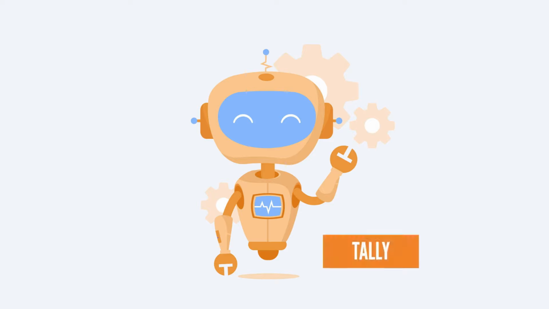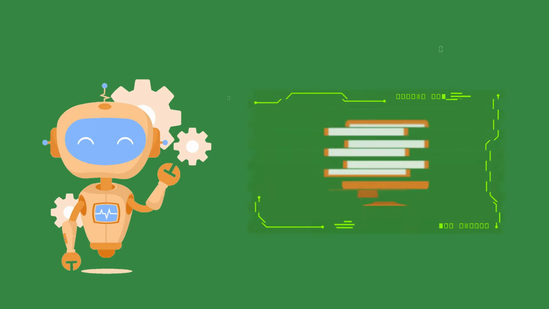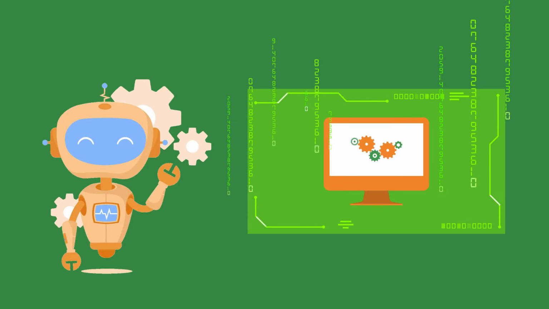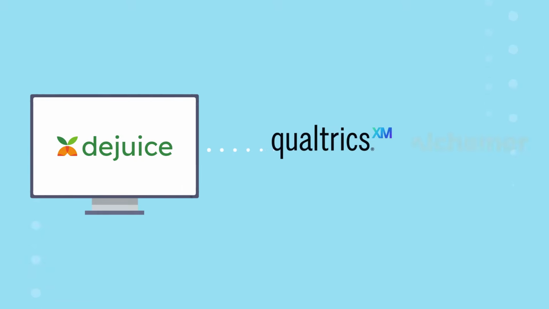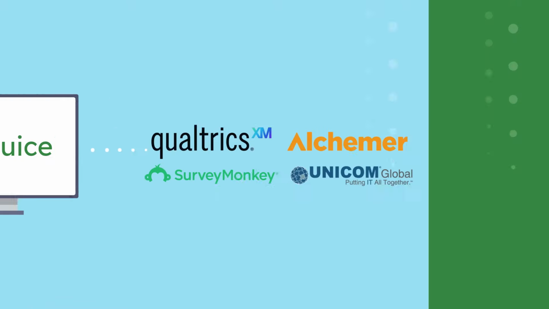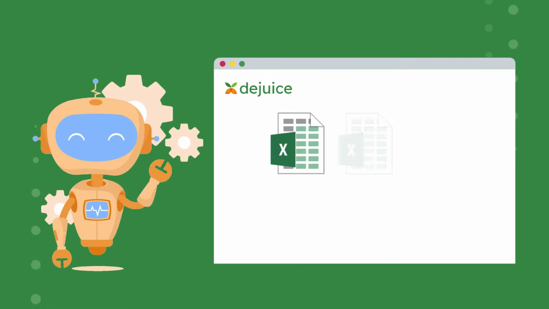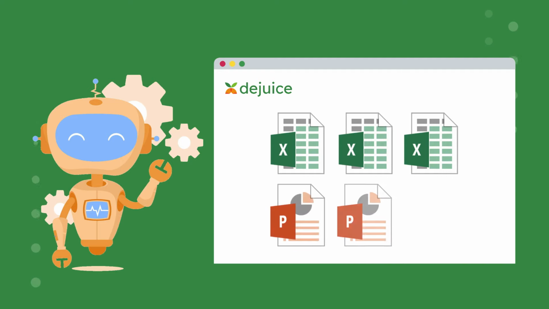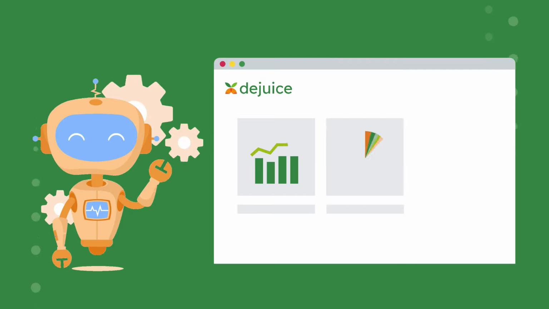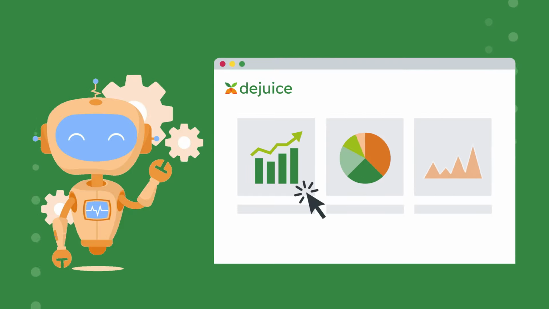This is Tally, our API. You'll never see her, but she's doing all the hard work in the background. She enables you to connect Dejuice to most survey platforms, automate your research data pipeline, and generate exports for online and Microsoft Office consumption. You can even report your data and tables to interactive dashboards.